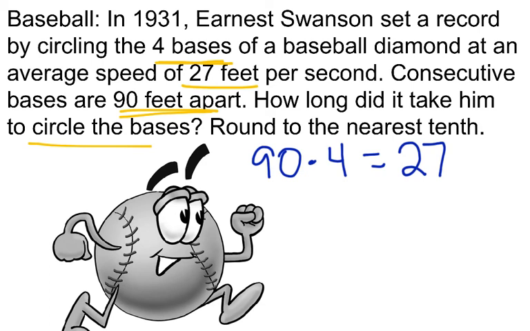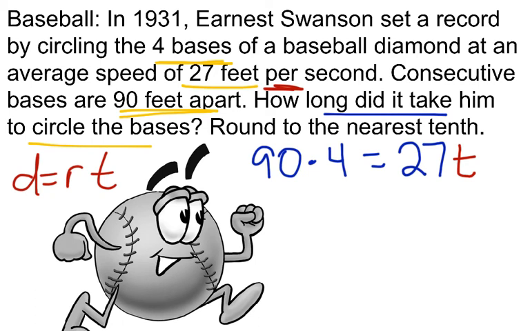The question asks, how long did it take? So this is a time question. Hopefully you're recognizing this from previous tutorials. This is a distance, rate, and time problem. Our distance is our 4 bases, which are each 90 feet apart. And our rate is 27 feet per second. Remember that per is a good indicator. And our time is our unknown.